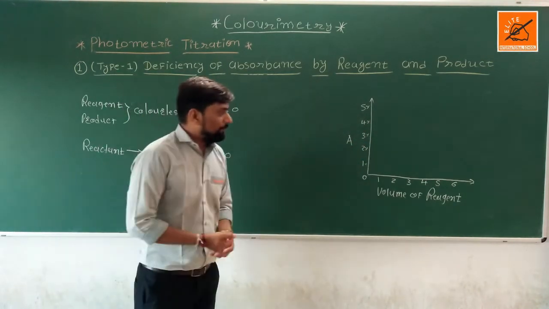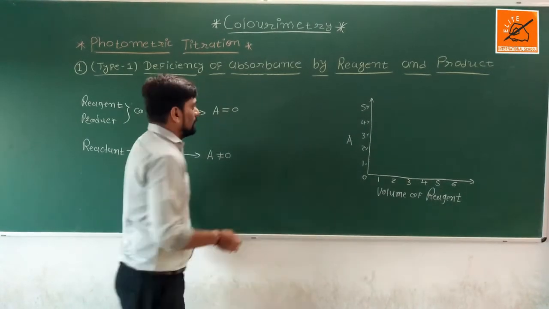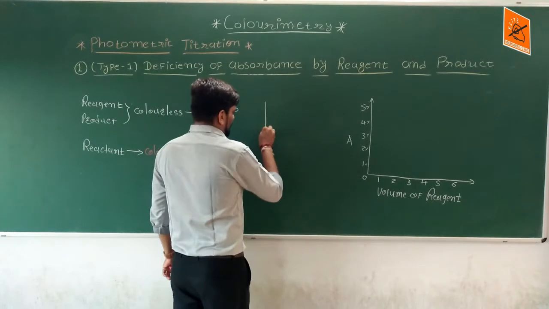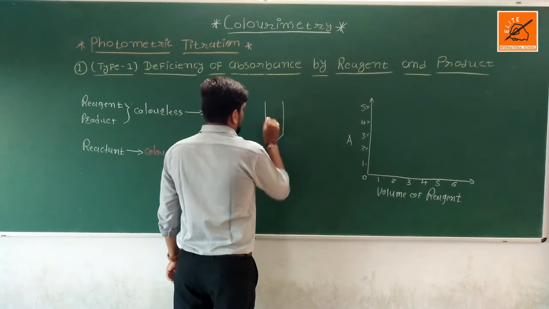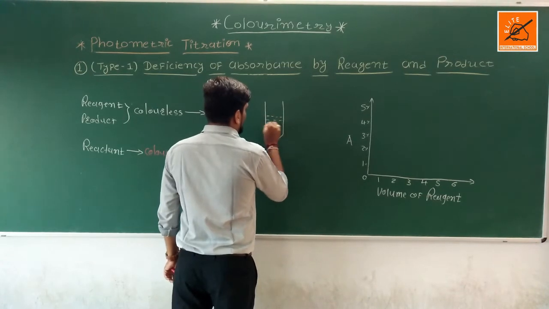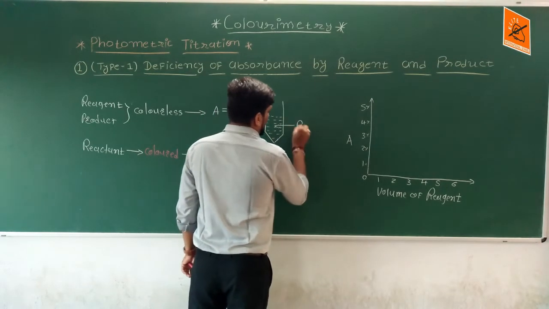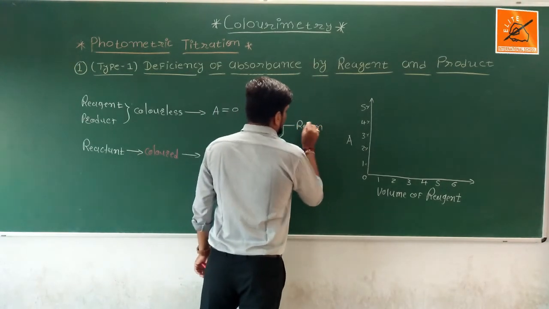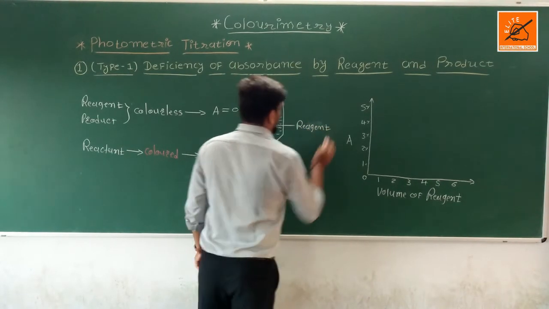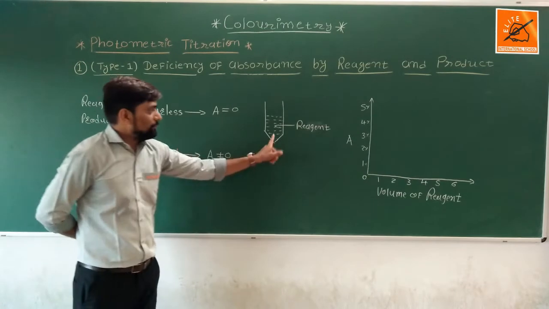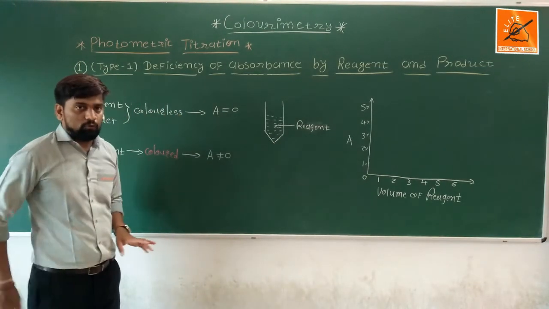Before we plot the graph of absorbance against volume of reagent, let us see how to plot it. First we take a burette, and into the burette we take the reagent. So this burette has the reagent. The reagent is a colorless compound, that's why absorbance is equal to 0.